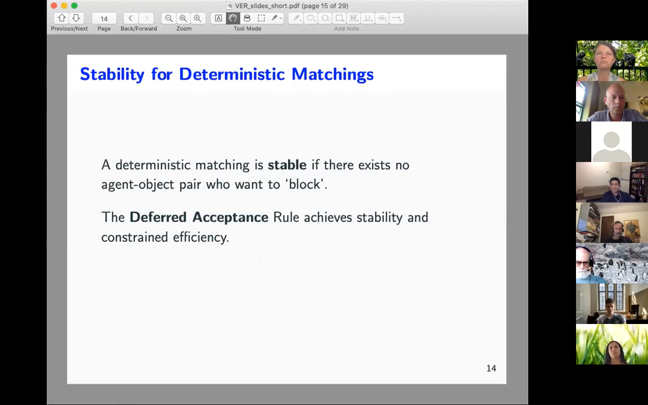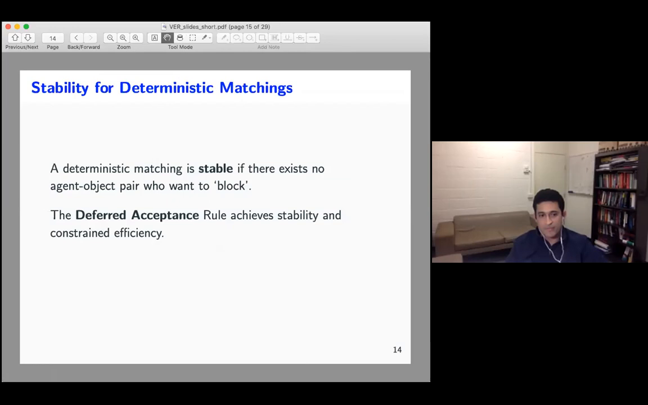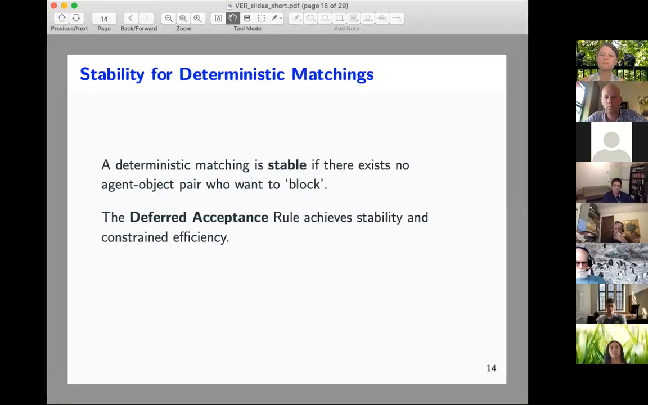So as I said earlier, as a case study, we applied the VR rule to the setting where agents have preferences over objects and objects have priorities over agents. For this particular setting, we already know there's a very nice, well-known rule, the deferred acceptance rule, which does pretty well. It achieves stability and constrained efficiency as long as both agents and objects have strict preferences and priorities. So it gives you stability, but for constrained efficiency, you do need the strictness of the preferences and priorities to maintain this constrained efficiency.